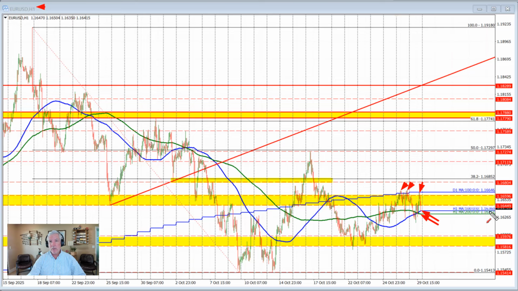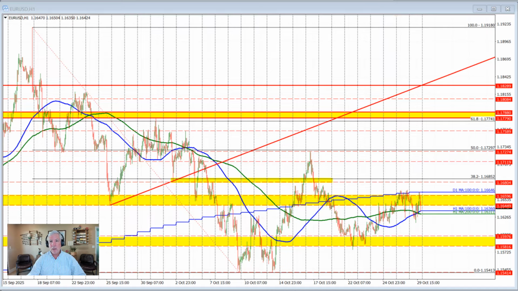The 100-hour moving average is 1.1636. The 200-hour moving average is 1.1631. So 31 to 36 is that area. If we move below it, it's more bearish. If we stay above it, we're in the battle between the moving averages down here and the moving average up here, with a swing area in between.